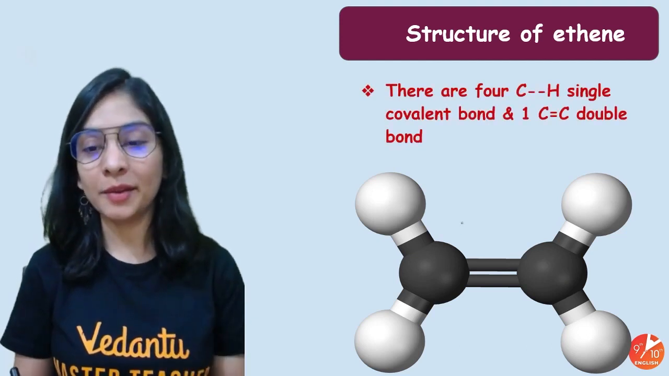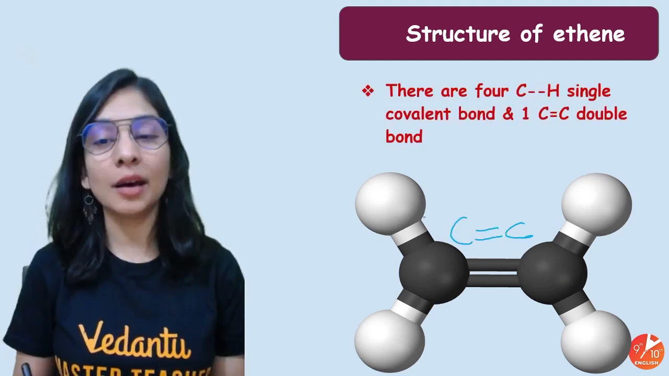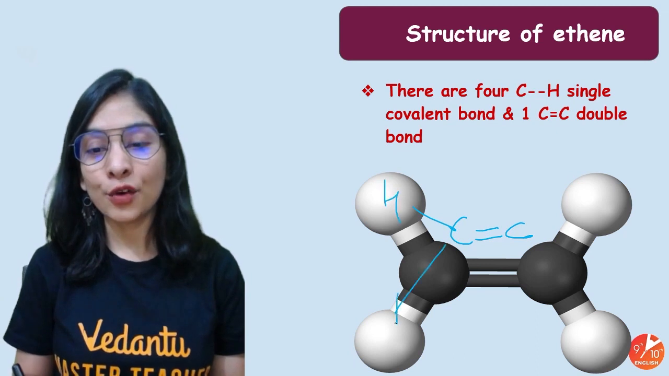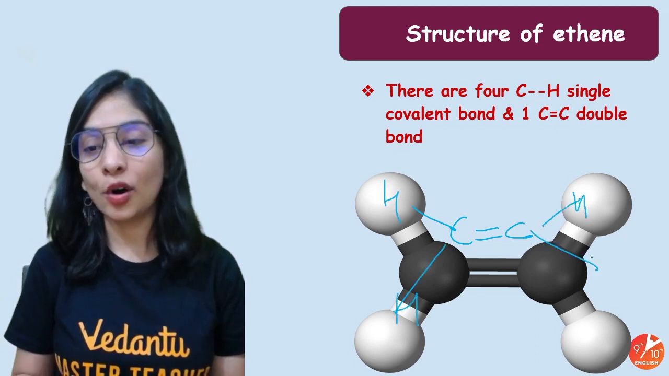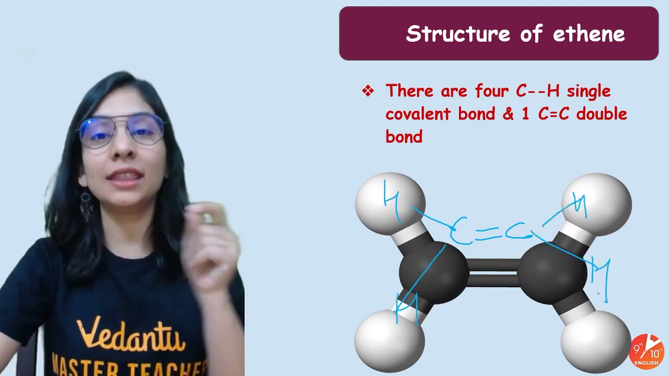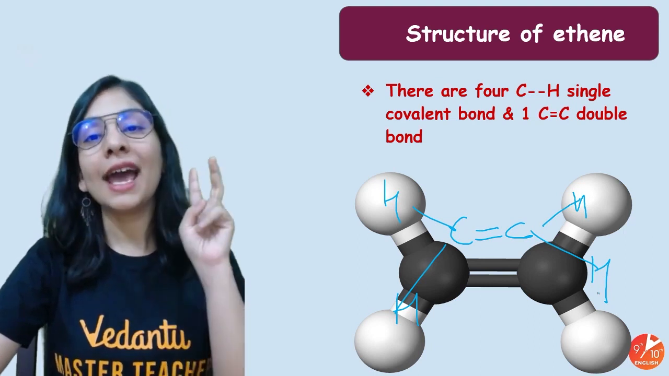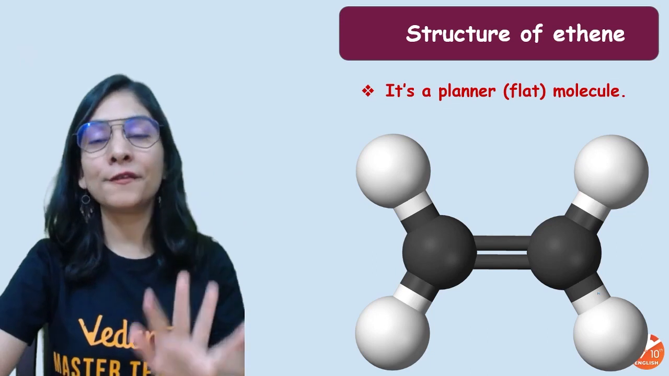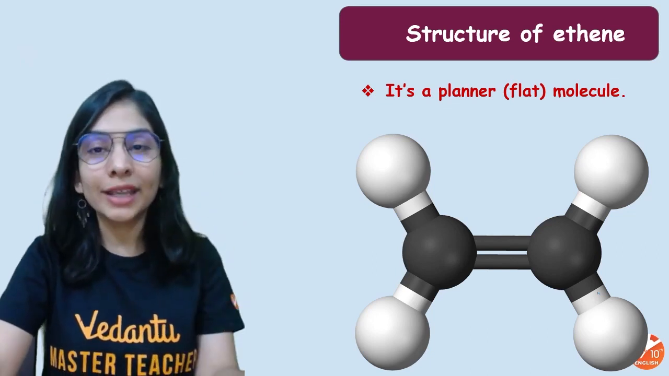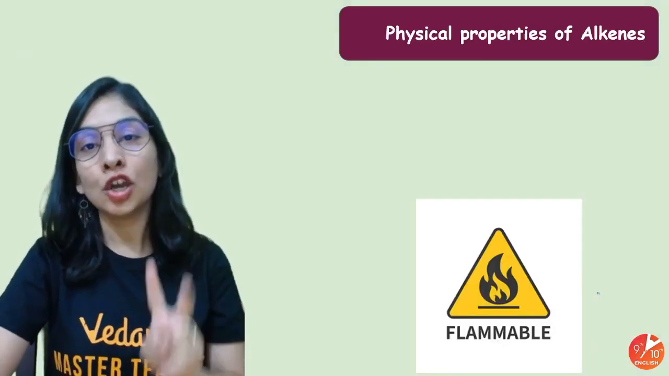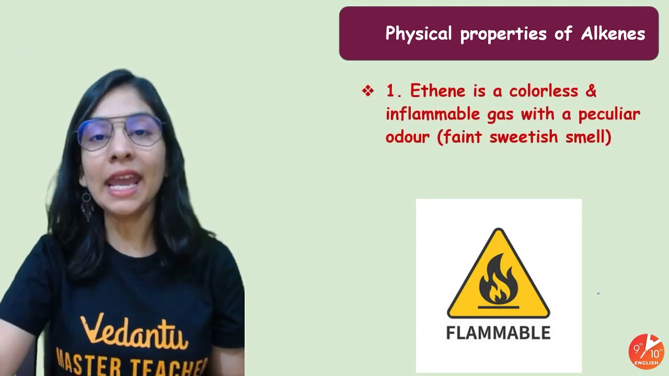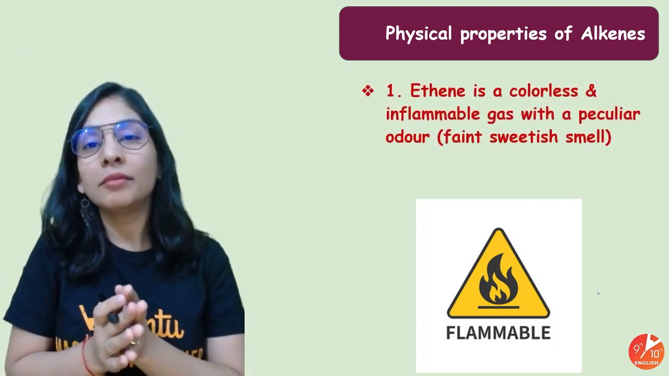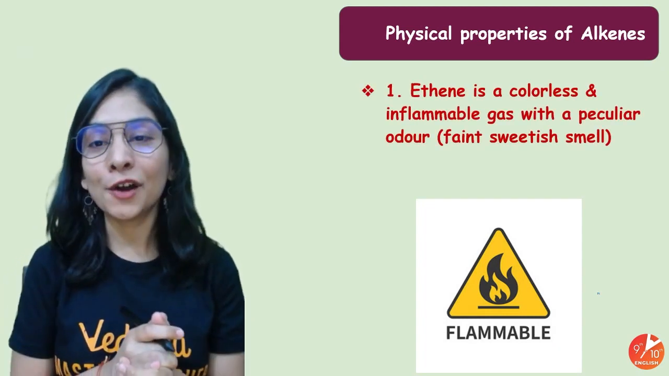Okay, let's talk about the rest of the part. I hope it is pretty clear that there is 1 double bond and 4 single bonds. That's what the structure is in ethene: 1 double bond and 4 single bonds. And it's a planar, flat molecule. I can draw it in the plane of paper. It's a planar, 2-dimensional structure.